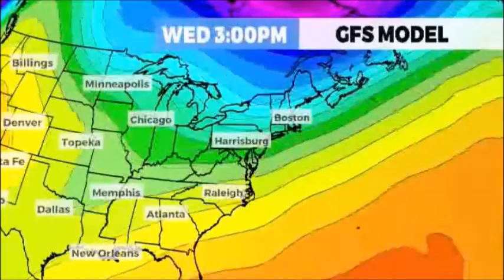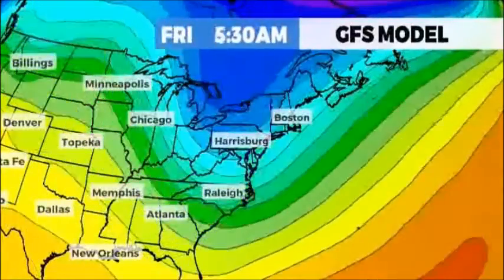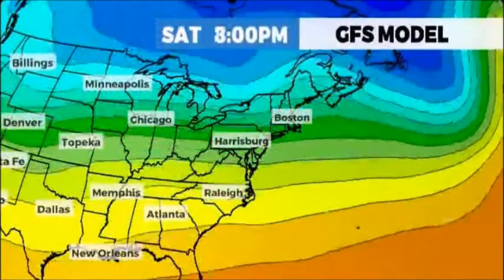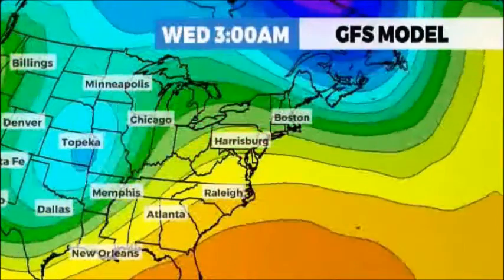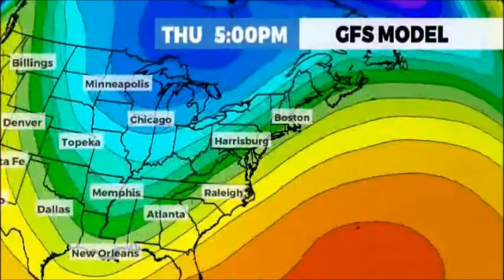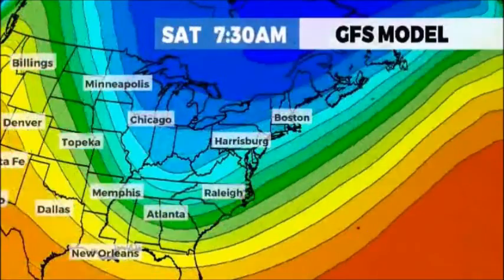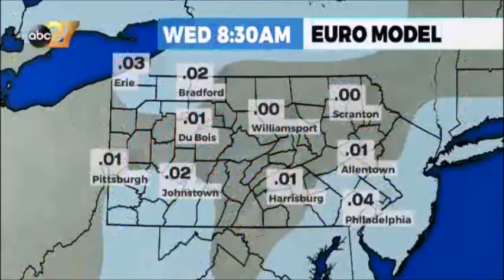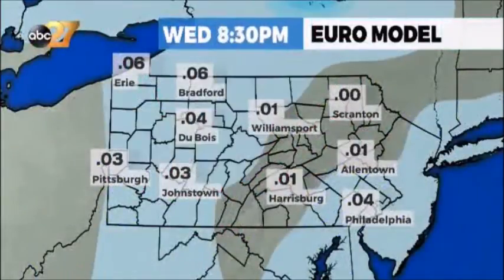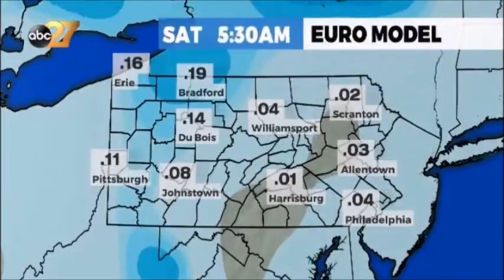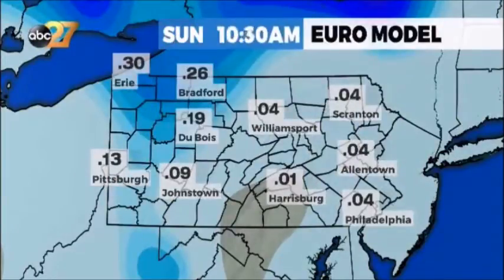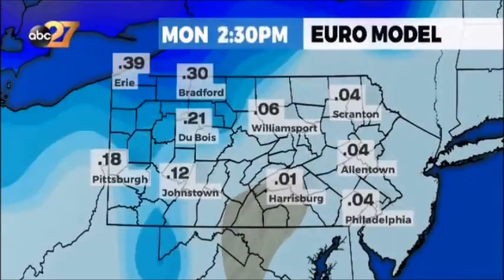At ABC 27, we look at over 5 different models, including the American Global Forecast System, GFS model, and the European Center for Medium Range Weather Forecast, the ECMWF, or otherwise known as the Euro model, during multiple updates a day. It is our job to figure out which model is performing best, or if a blend of the model predictions is the way to go.